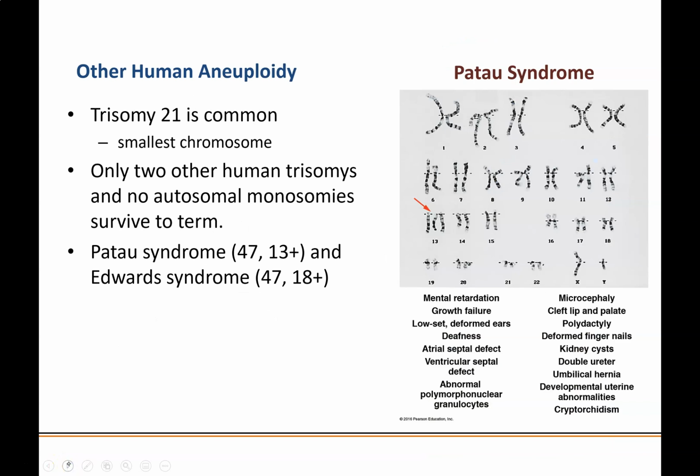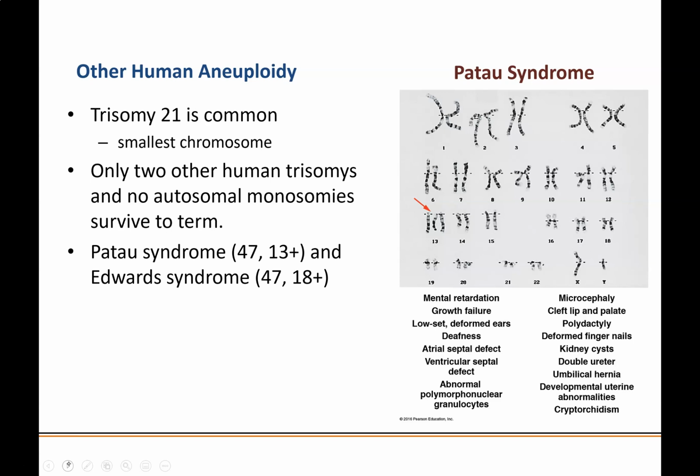So there are a couple of other aneuploidies. Trisomy 16 was shown on the previous slide. Trisomy 21 tends to be the most common because it is one of the smallest chromosomes. Now this is important because it's a smaller chromosome, it encodes fewer genes. That means if you have extra or missing on a small chromosome, you're going to be affecting less genetic information. So these aneuploidies tend to occur more frequently on the smaller chromosomes.